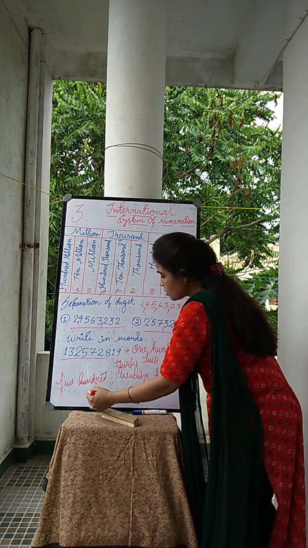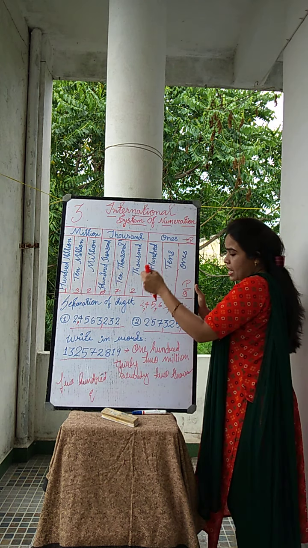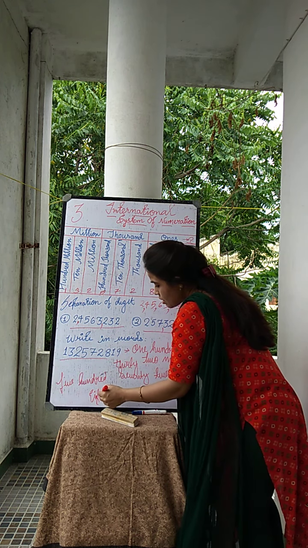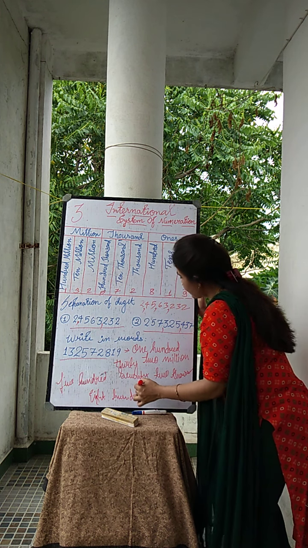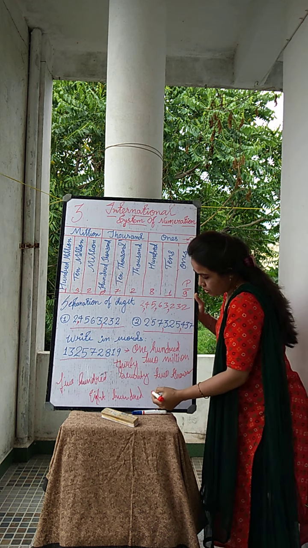800. 8 is at which place? Hundreds place. 800. 819. Okay students.